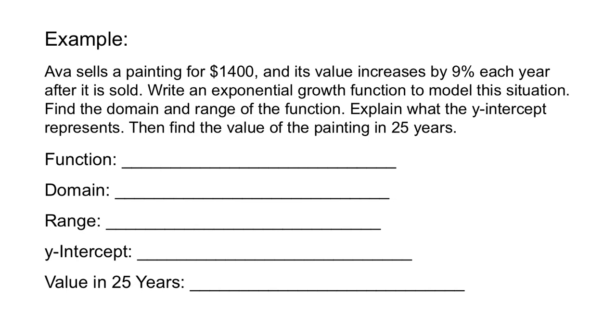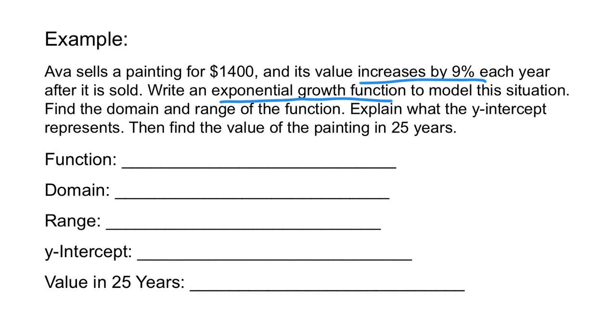So this one says, Ava sells a painting for $1,400 and its value increases by 9% each year after it is sold. Write an exponential growth function. So they tell us it's growth. We knew that anyway because it said increased by 9%. But exponential growth function to model this situation.